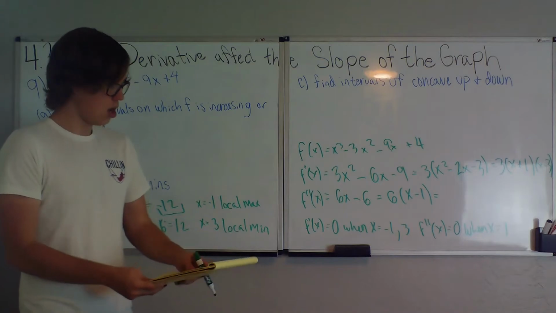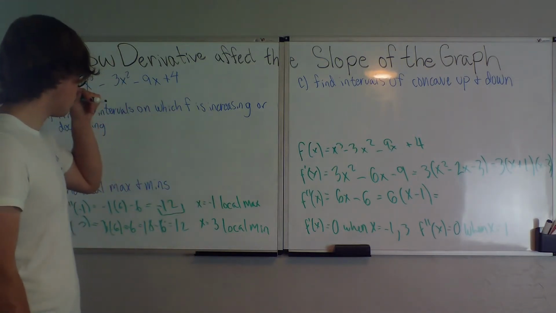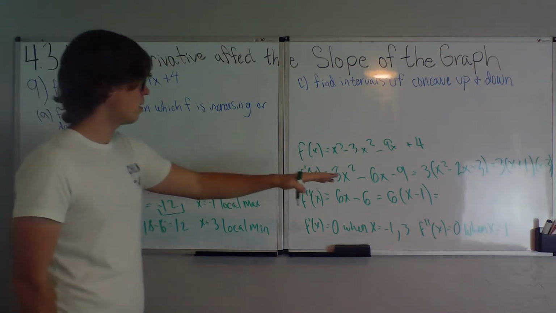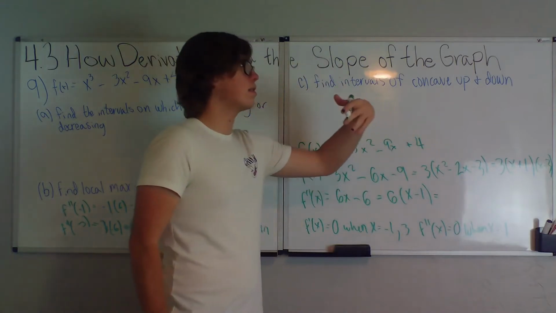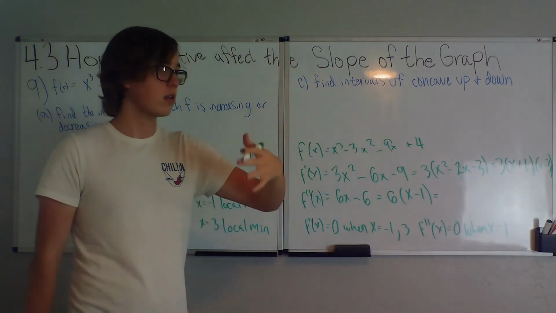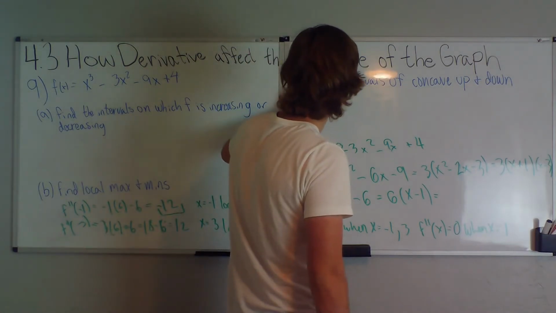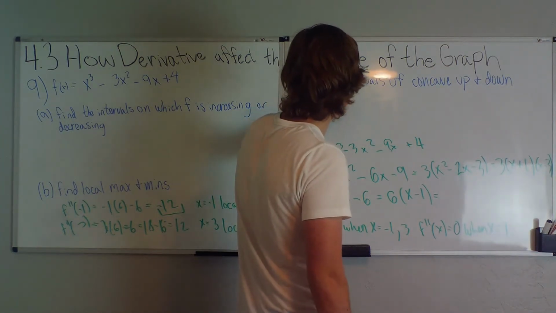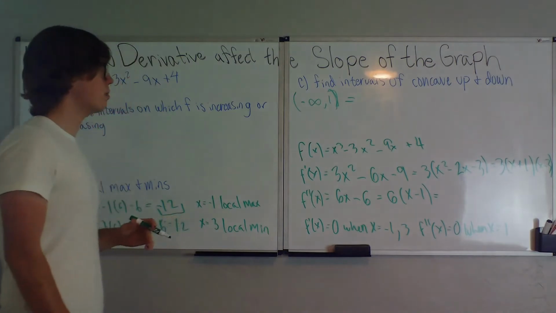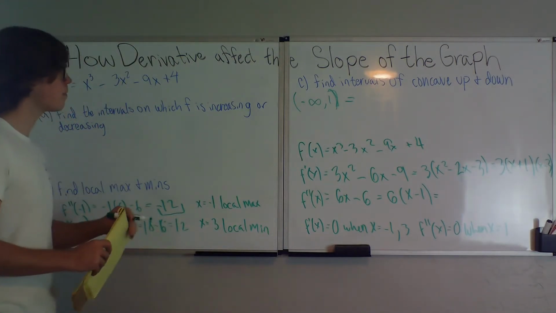And wherever we have, it's going to be intervals. So for this, it's going to be between negative infinity and 1, and then 1 to positive infinity. So negative infinity to 1, not included, is going to be, well, what is it going to be? Is it going to be concave upward or concave downwards?